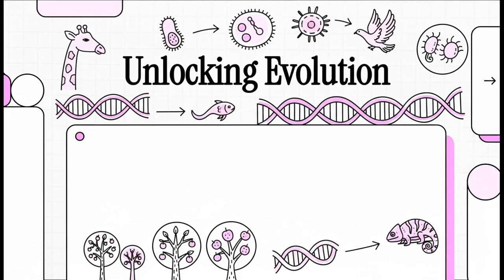How in the world did life on Earth get so diverse? We're going to do it by breaking down 9 essential terms that really unlock the whole process. So, let's jump right in.